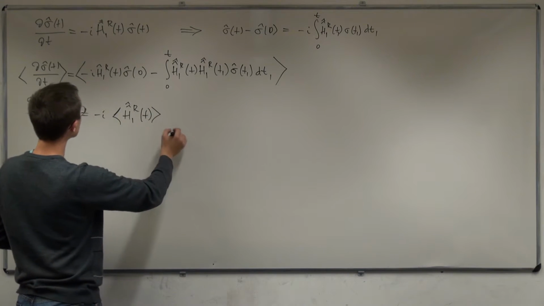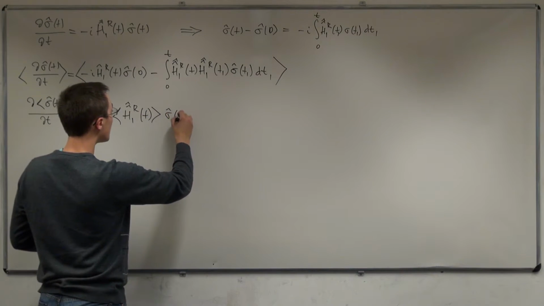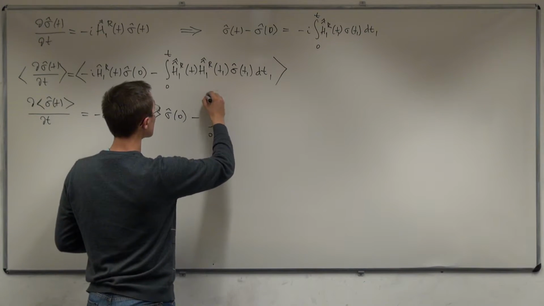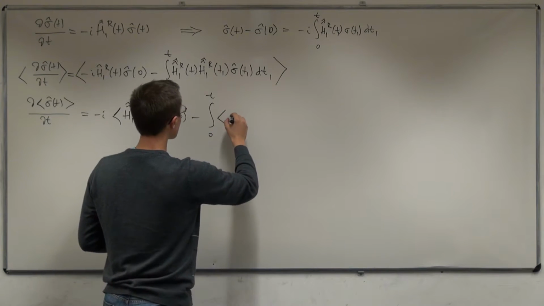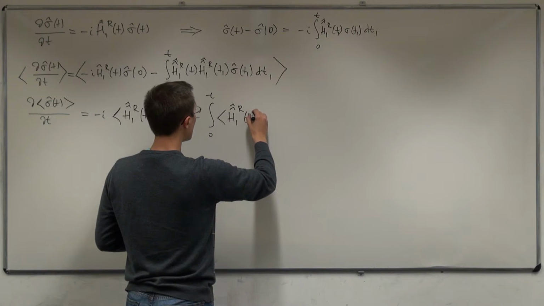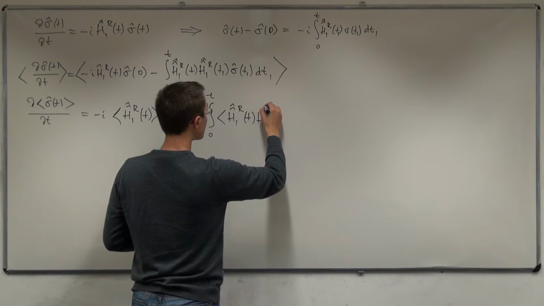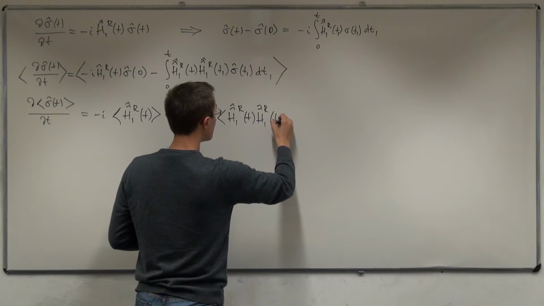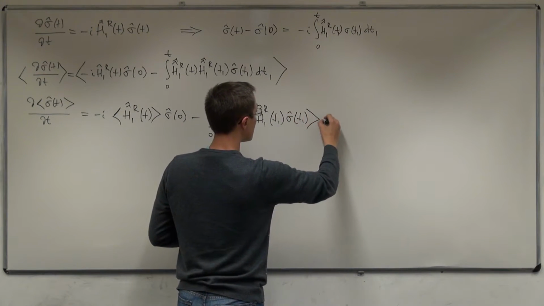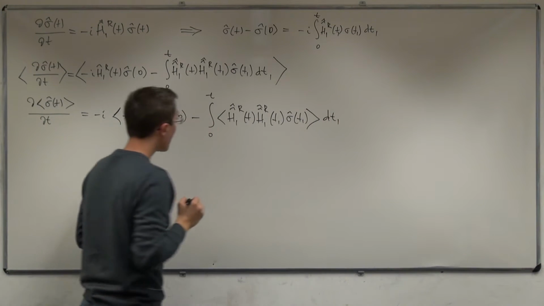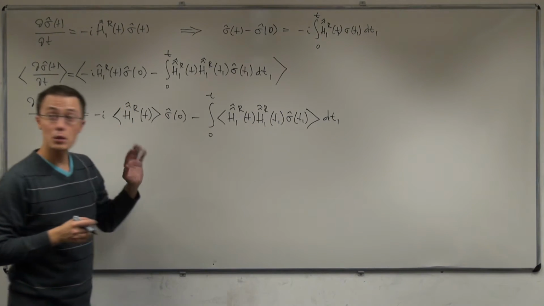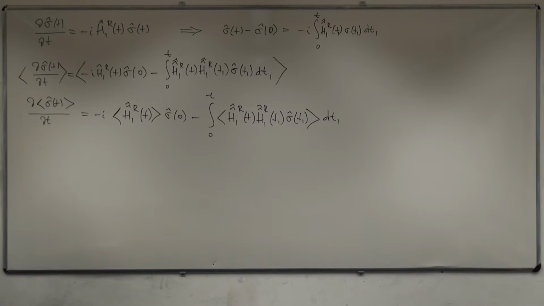So this is the ensemble average of that, and sigma of 0 minus an integral from 0 to t, and then we've got a fairly complicated ensemble average here. So H1R of t, H1R of t1, sigma of t1 dt1. Okay, we can say nothing about this for the moment, but what we can say a few things about is this.